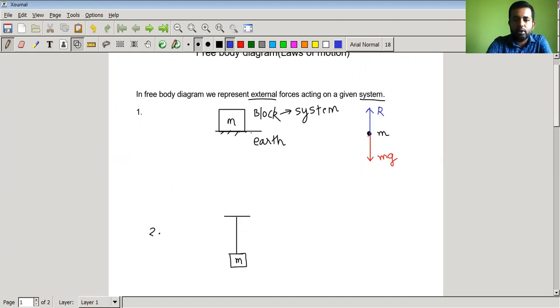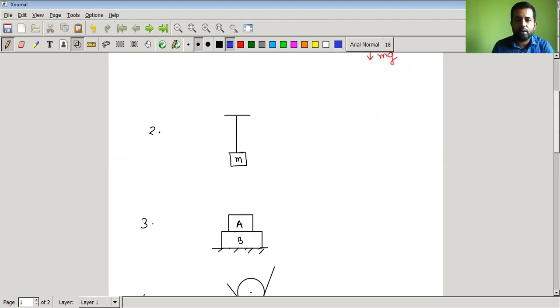Okay, now let us take the second example. Now in this case you can see, let us consider mass is hanging through a string. We are considering massless string. Okay, now let us say this mass is our system. And we are going to draw the free body diagram of the mass. Again, we all know that it will be attracted by earth. If we let it go, if we cut the string, it will fall down, right? So it is feeling a force by earth, mg, right? This mass.